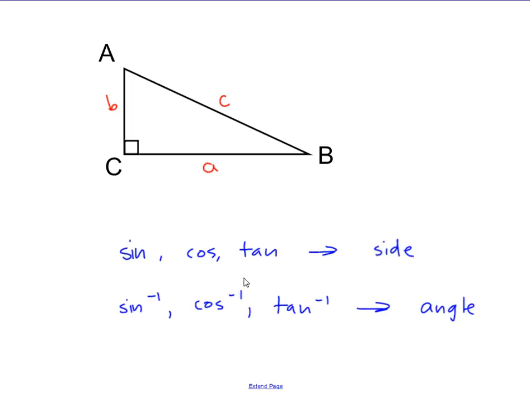They're going to be really close to each other on the calculator. They look very similar. We only use the inverse trig functions when we're finding an angle, and we use the sine, cosine, and tangent buttons whenever we're finding a side.